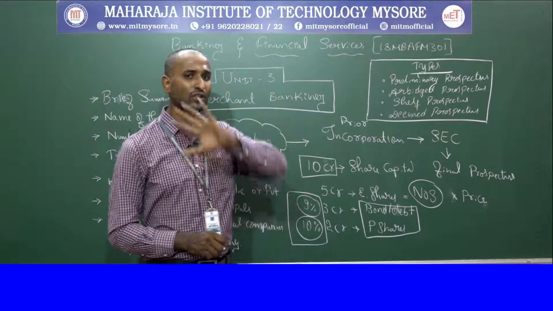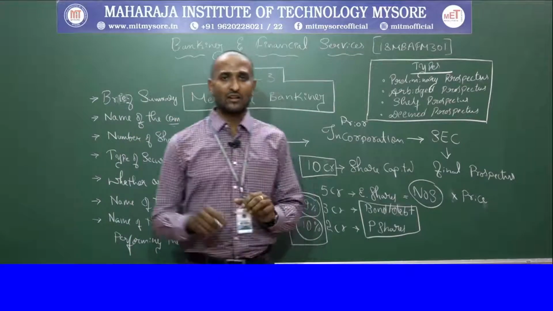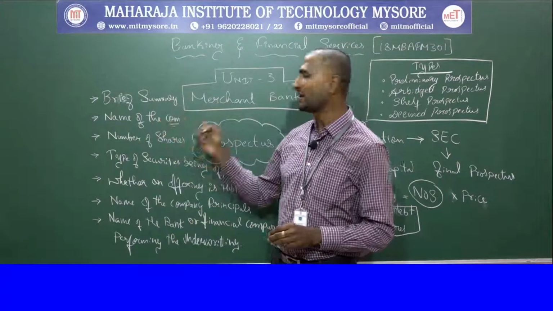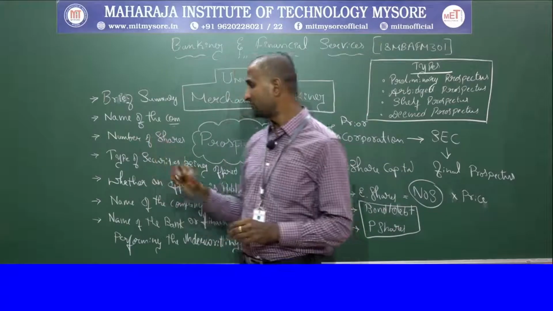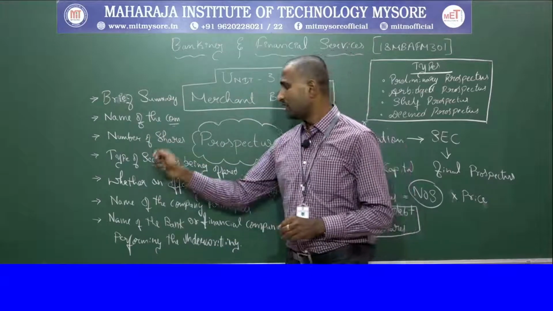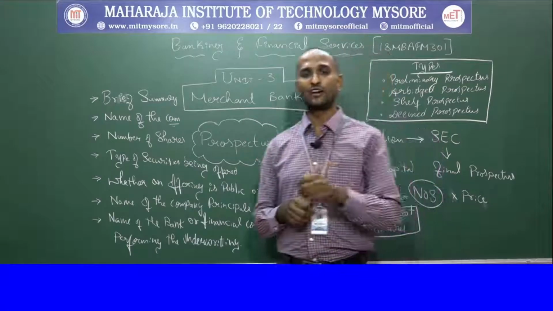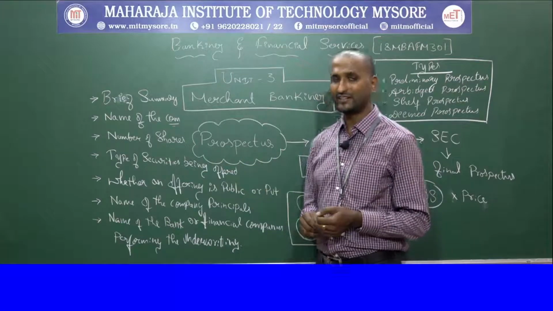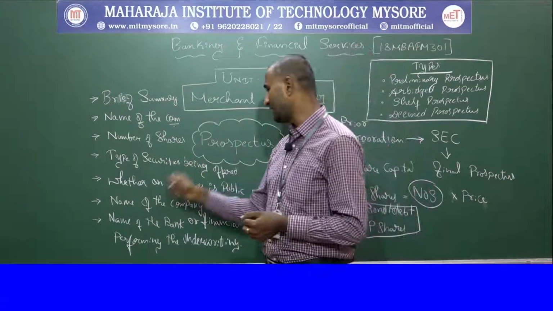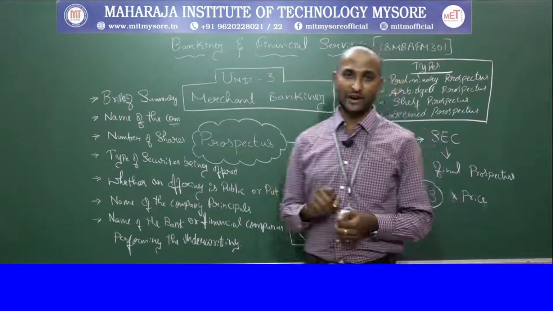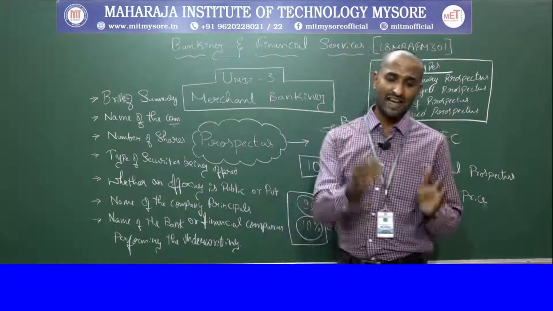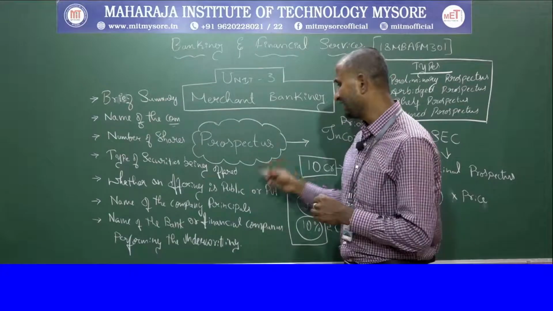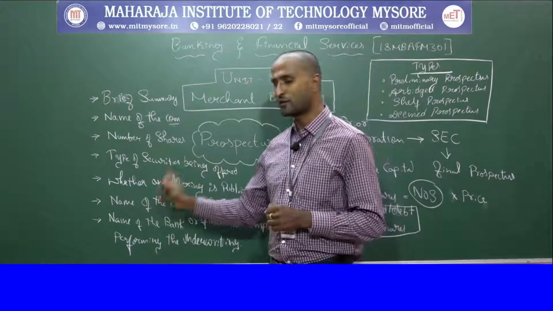It contains the whole information about the company, like a brief summary of the company, the name of the company, the number of shares which they are going to raise from the public, and the type of securities being offered. When they go for borrowings or a loan, they must provide those securities' information, and whether an offering is public or private. They have a promoter's investment and they have public offerings. That proportion is also decided in the final prospectus itself.